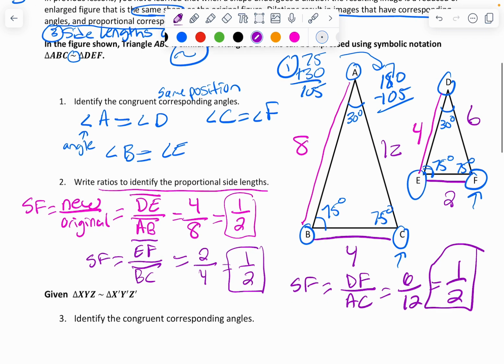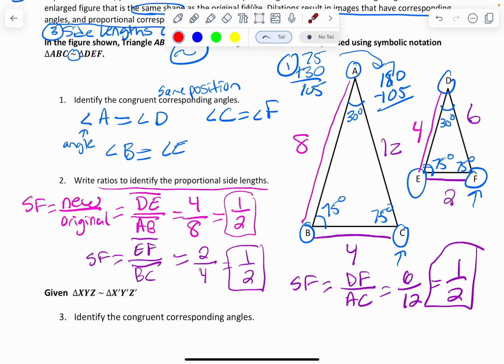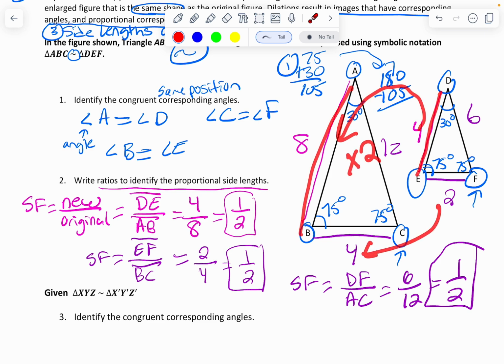The shapes are similar. So you've got corresponding angles that are congruent, okay? You've got corresponding side lengths that are growing at a rate times 2, right? All the way around. That's times 2, that's times 2, and 4 times 8 is also times 2.